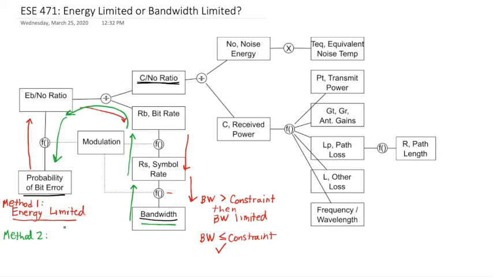And then, once we have that probability of bit error, we can say, how is that probability of bit error compared to our constraint? If it's less than our constraint, then great. We're done. We have a bandwidth limited system. If the probability of bit error is greater than the constraint, then we have an energy limited system and we should have used method 1.